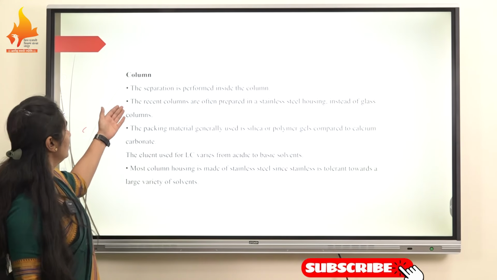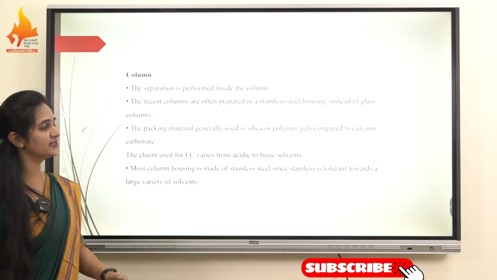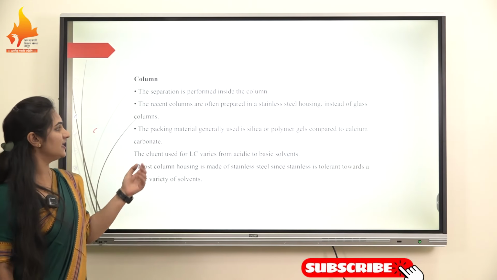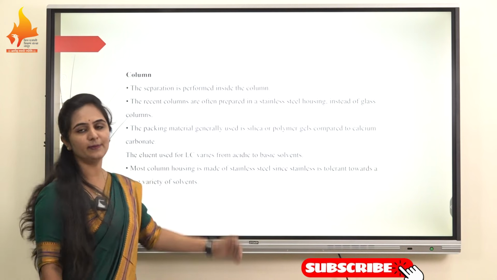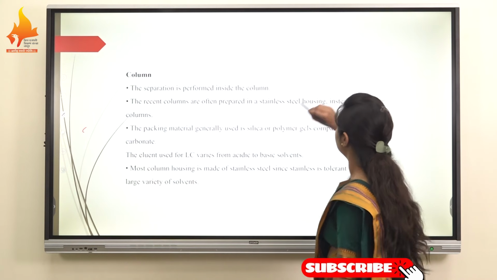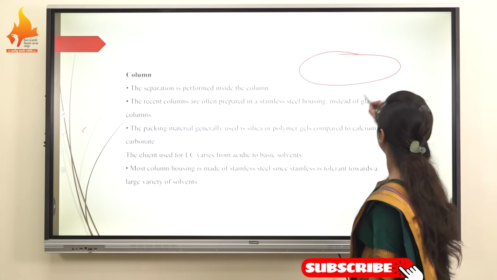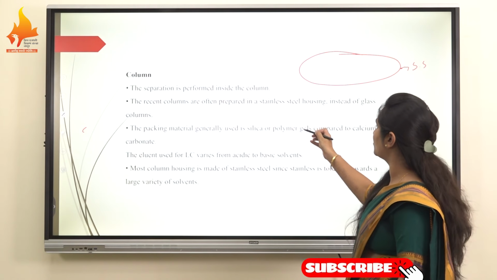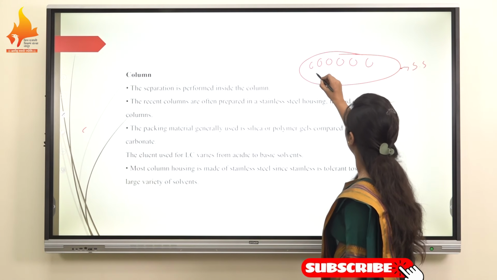Now the column. The separation is performed inside the column. Recent columns are often prepared in stainless steel housing instead of glass columns. The packing material generally used is silica or polymer gel instead of calcium carbonate. For example, recently we use the housing of a stainless steel column in this way. And the packing material generally used in this housing is silica or polymer gel.